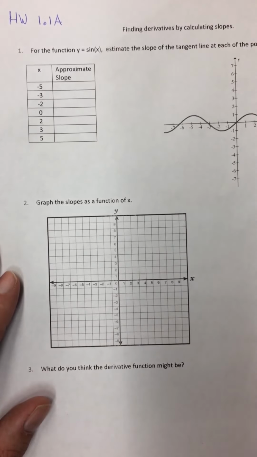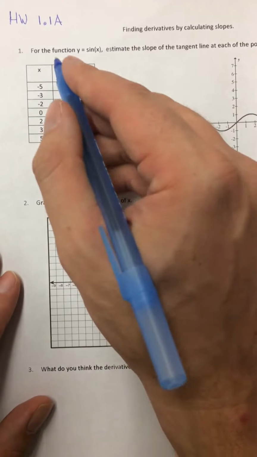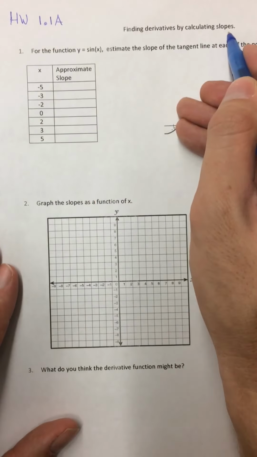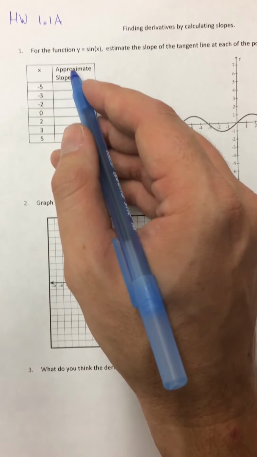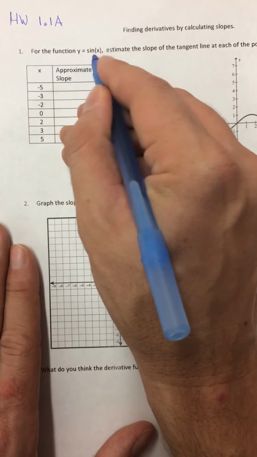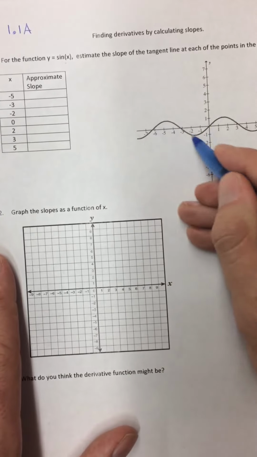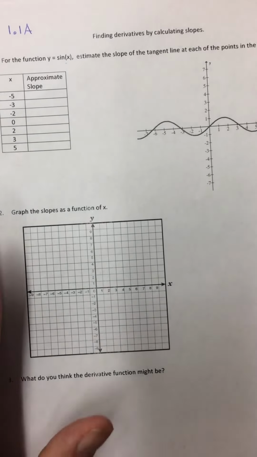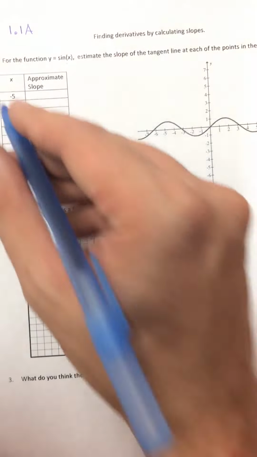This is Calculus Homework 1.1a, and in this homework what we're going to be doing is finding derivatives by calculating slopes. This particular example is on page 2, and for this one we have the original function y equals sine of x, and at a bunch of different points we're going to calculate approximately what the slope of the tangent line is.